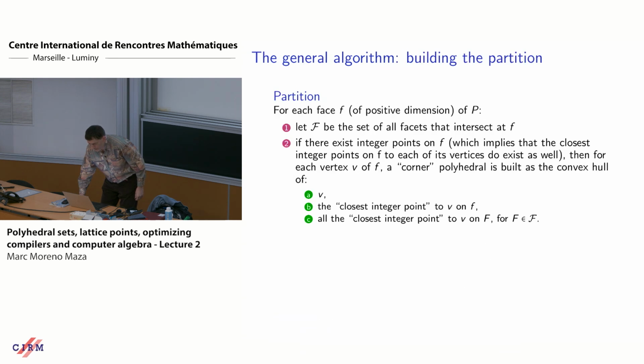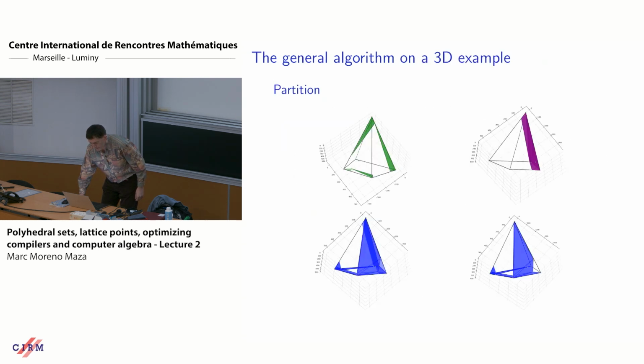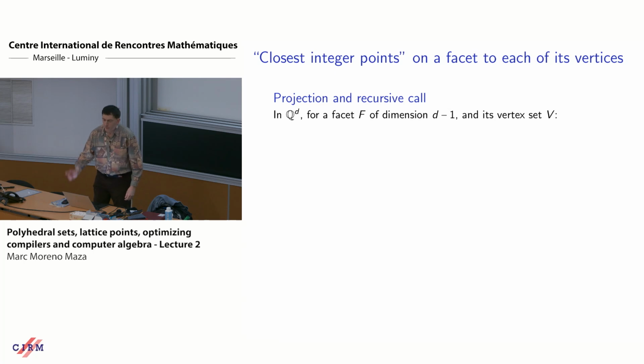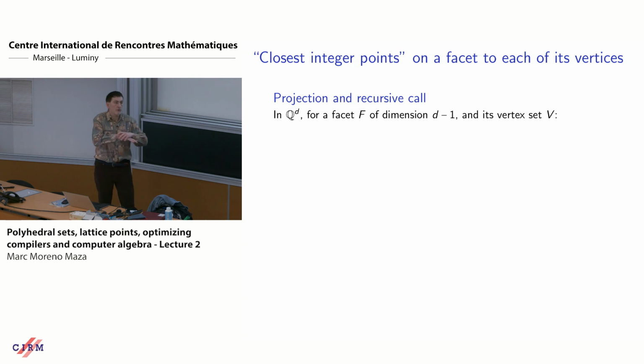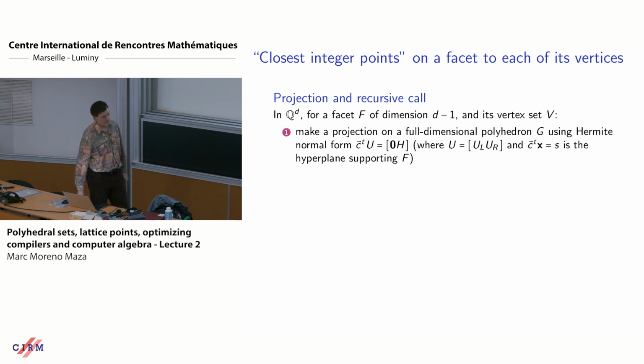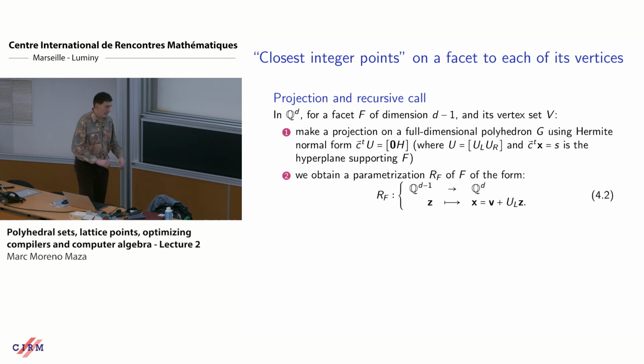So I'm going back here. And so that means that we have to solve the following problem: computing the integer hull of a face, so of something which is in lower dimensions with respect to the dimension of the ambient space. And the way it's done is by using Hermite normal form to obtain a parametrization of that object in lower dimension, of which we want to obtain its integer hull.